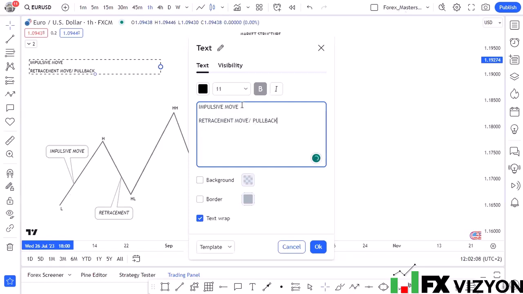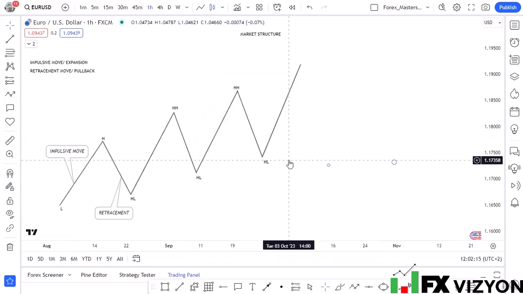And then another term for an impulsive move is also called expansion. So I want you not to be confused when I begin to use these terms interchangeably, where you hear me use the word pullback or you hear me use the word expansion. They're just one and the same, and they're just describing one and the same thing. So when I talk about an expansion, I'm talking about an impulsive move. When I talk about a pullback, I'm talking about a retracement. I believe you understand what I am talking about.